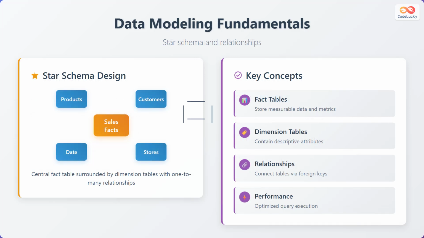Data modeling is the foundation of effective Power BI solutions. The star schema design is the recommended approach, featuring a central fact table surrounded by dimension tables connected through one-to-many relationships. Fact tables store measurable data and metrics like sales amounts, quantities, or transaction counts. Dimension tables contain descriptive attributes such as product names, customer details, dates, and locations. Relationships connect these tables using foreign keys, enabling efficient data retrieval and analysis.